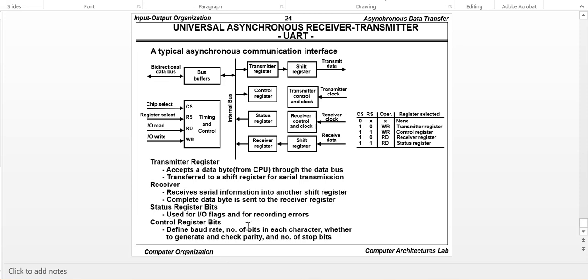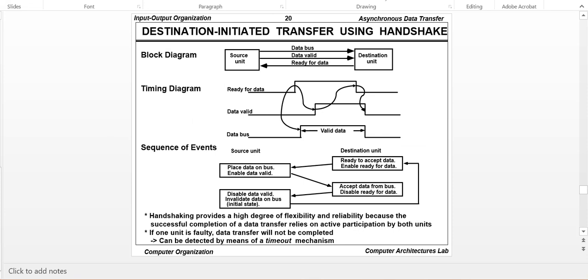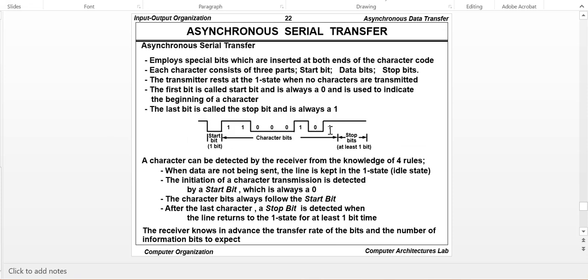So the baud rate, the number of bits in each character, and then whether to generate and check the parity. What do you mean by parity? I told you parity is even parity or odd parity. Even parity means the number of ones in the data is even. Let's say you take this data: 11000101. Count the number of ones here. It has 4 ones. So 4 ones means it is even parity.